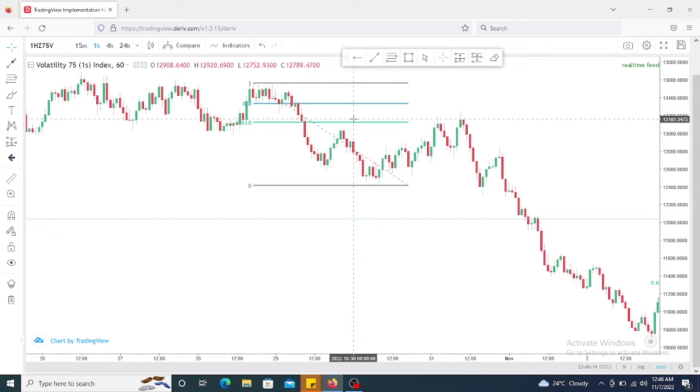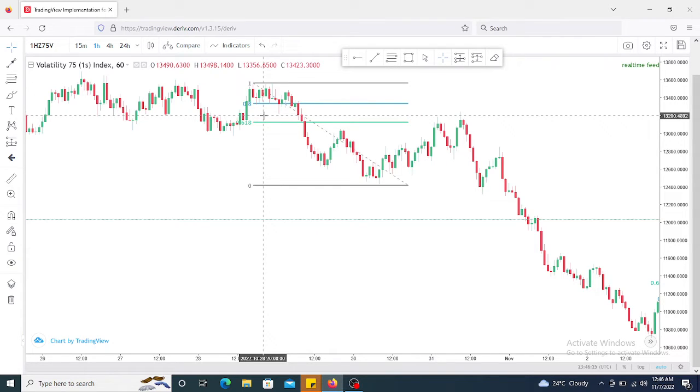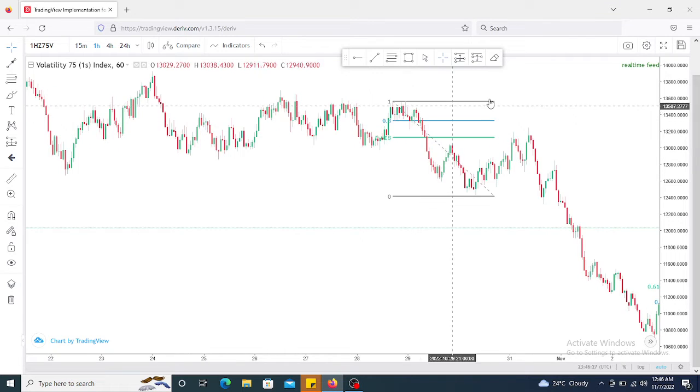So if the market falls between the 618 level and the 80 level, these are actually supply and demand areas, discounted areas, where you should be buying or selling the market.